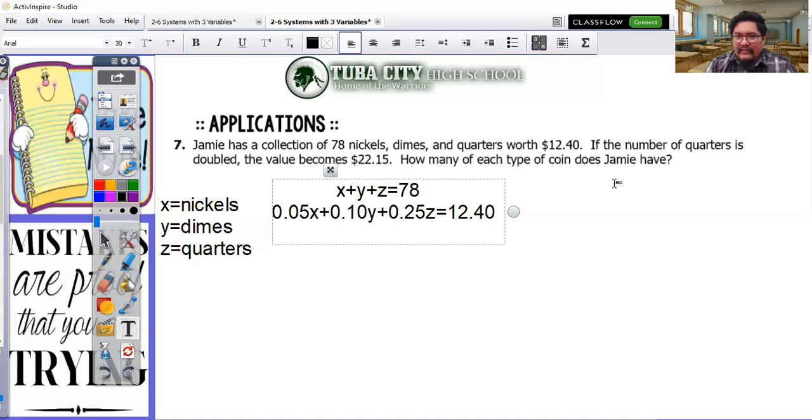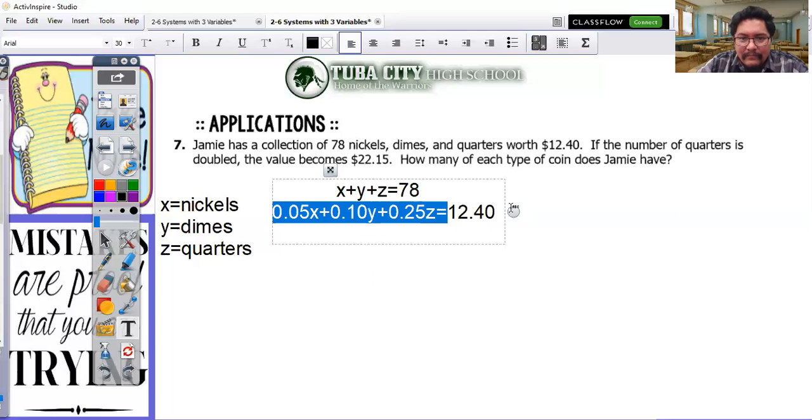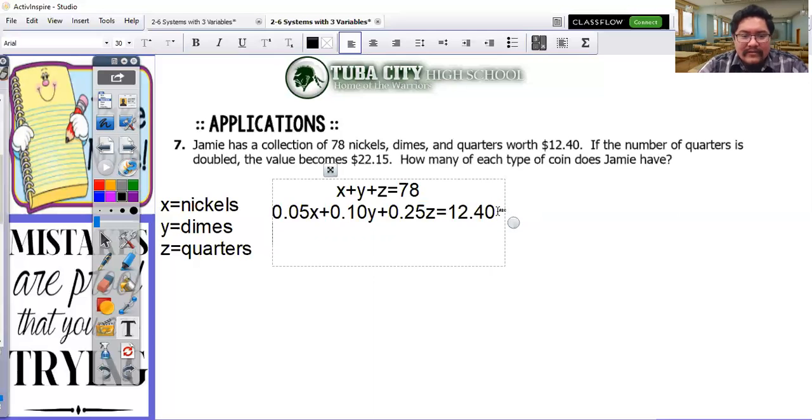Now this one's a little bit tricky, because when I first read this, I was like, what does it mean by this? It says if the number of quarters is doubled, the value becomes $22.15. I sat there and thought, okay, what does this mean? Even if I double, like let's say every quarter is now worth 50 cents, because we double the number of quarters, does that mean it still includes the nickels and dimes? So yeah, okay, you keep everything the same, because you know $12 and then the jump to $22 would be like $10.